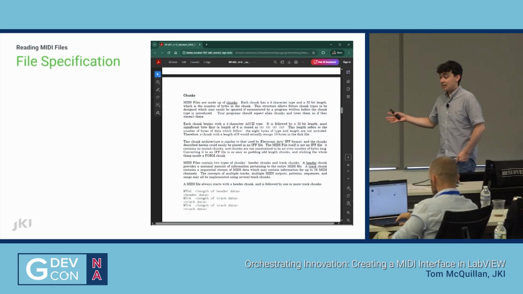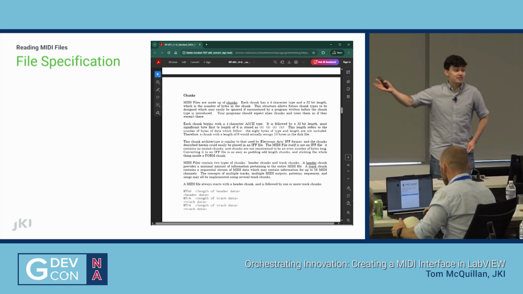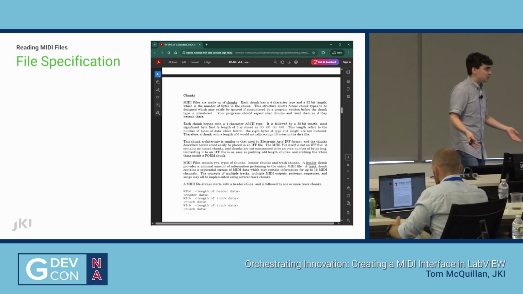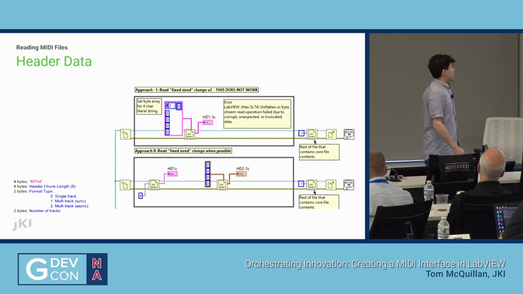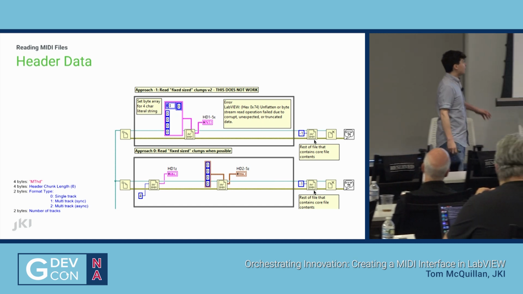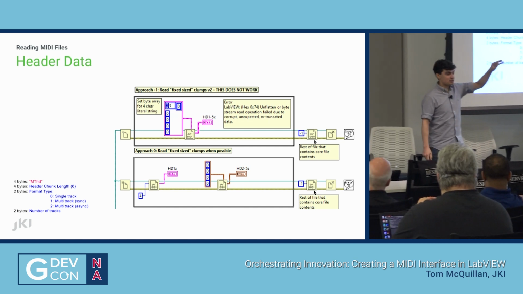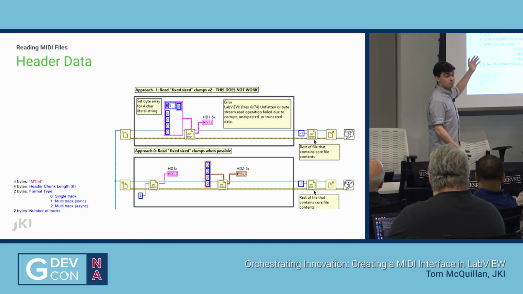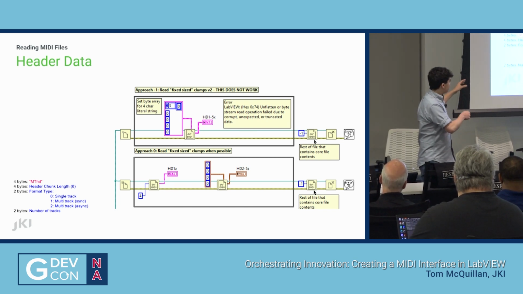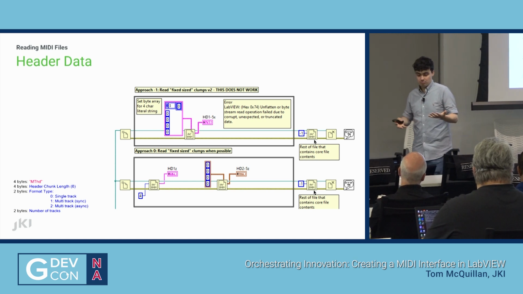I read the file specification, and much like a device driver, a file specification tells you what all the bytes mean in a file. So the header data in this specification, I want a literal string of 4 bytes, MThd, I know, MIDI something. It just tells us this is a MIDI file. And then there's some header data to tell us the format of that MIDI data.